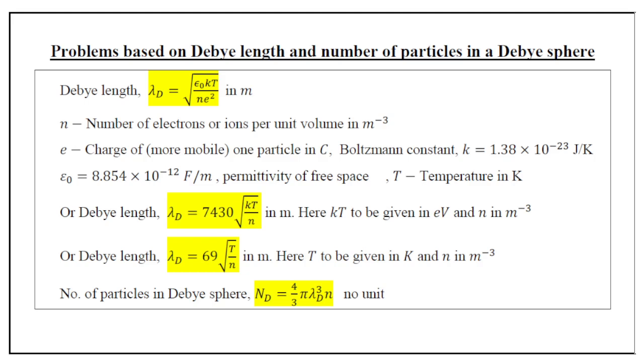Or for electrons, we can use another formula, 69 into root of T by n, putting the value of k, and in this equation, epsilon 0 k by e square. If we put the values for electron, we get 69 into root of T by n, where T is to be substituted in Kelvin and n in meter cube, and we will get lambda d in meter. The number of particles in Debye sphere is the volume of the Debye sphere into number density, that is 4 by 3 pi lambda d cube into n, number density. It has no unit, it is just a number.